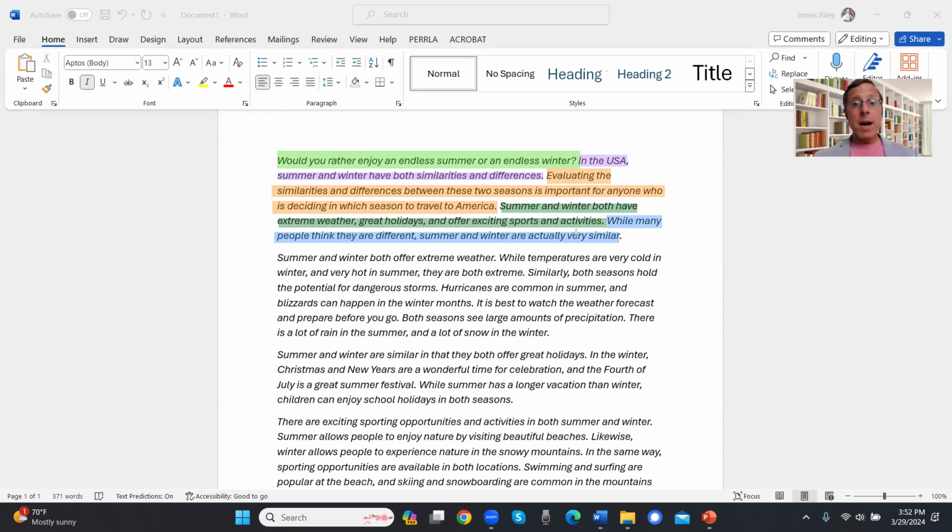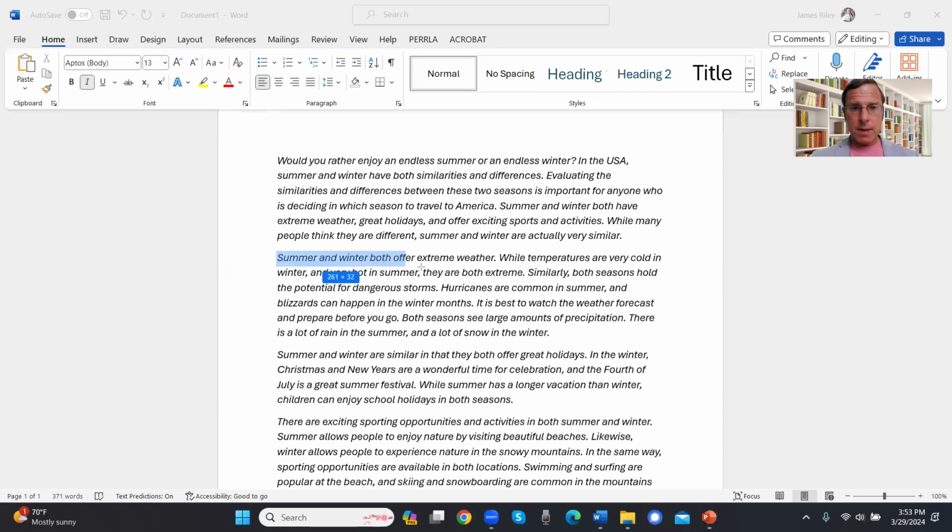Now, my body paragraphs, which I know are going to talk about extreme weather, great holidays, and exciting sports and activities, can talk about differences, but they better focus on similarities. And the reason they better focus on similarities is because the author's thesis statement tells me they're actually very similar. So let's go through each body paragraph.